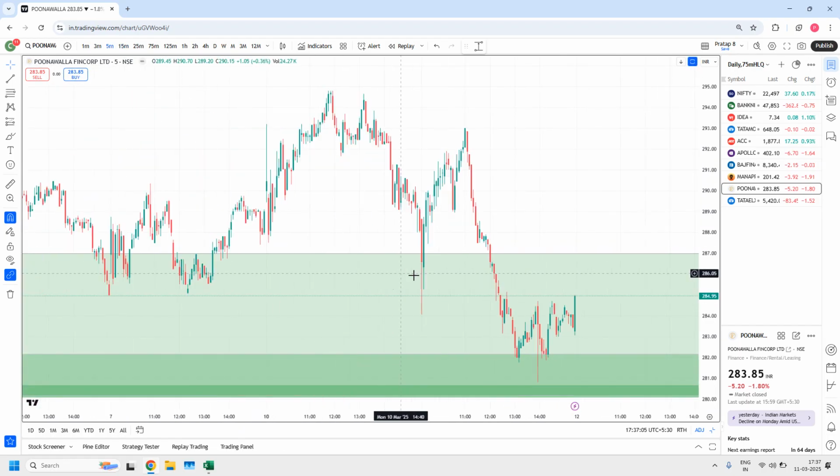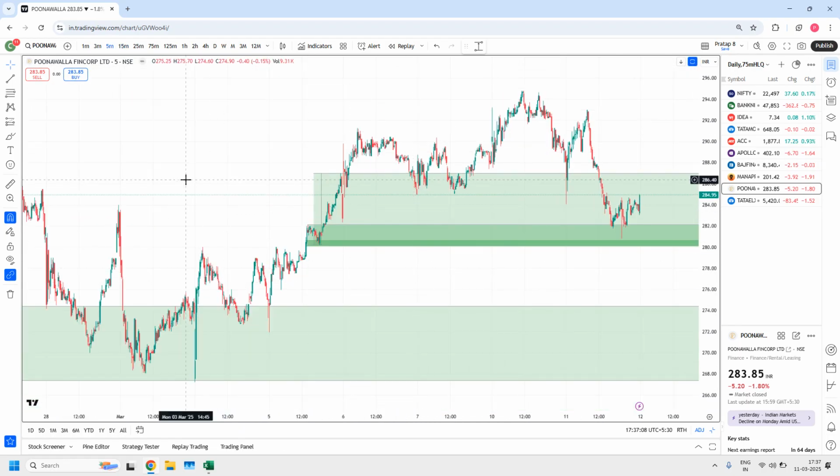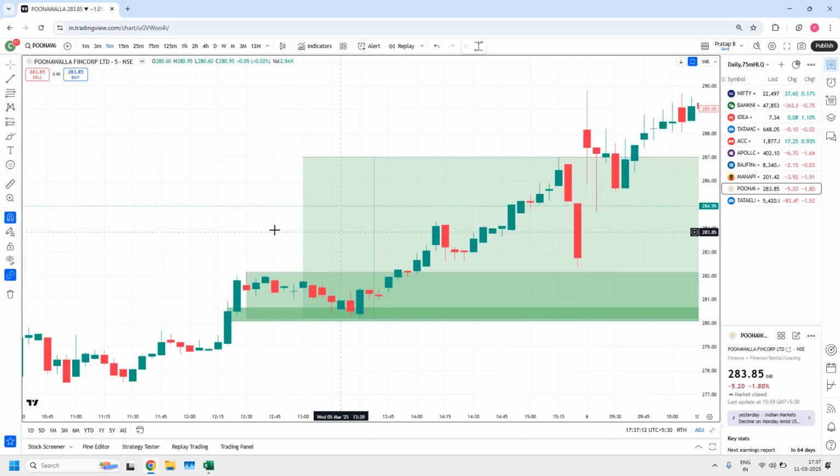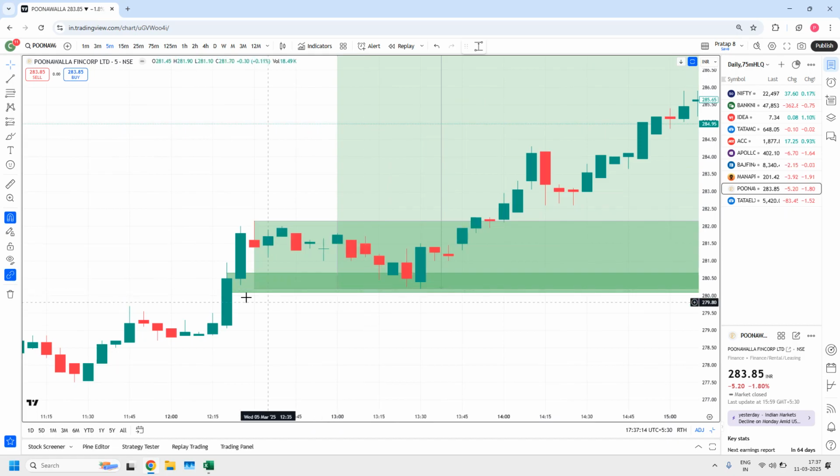And go to the 15 minutes, sorry, 5 minutes. In the 5 minutes, if you observe, a proper zone is not available here. The 5-minute structure is not good. But have you seen the higher wick and lower wick? There is another supply demand zone concept.